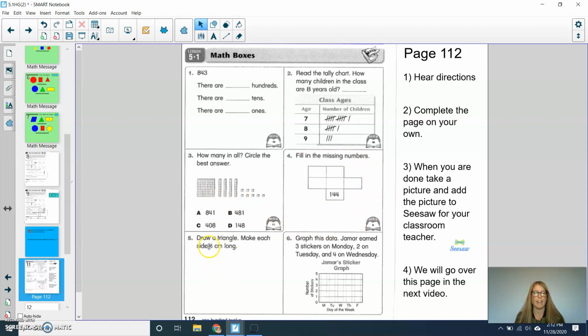For question 5, draw a triangle, but make each side 4 centimeters long. So you're going to need to use a ruler or a template for this problem. And for the last problem, number 6, graph this data. Jamar earned 3 stickers on Monday, 2 on Tuesday, and 4 on Wednesday. So if you can fill out that information in your graph.